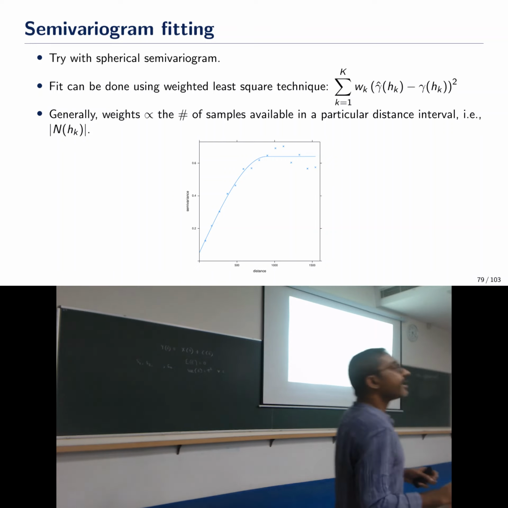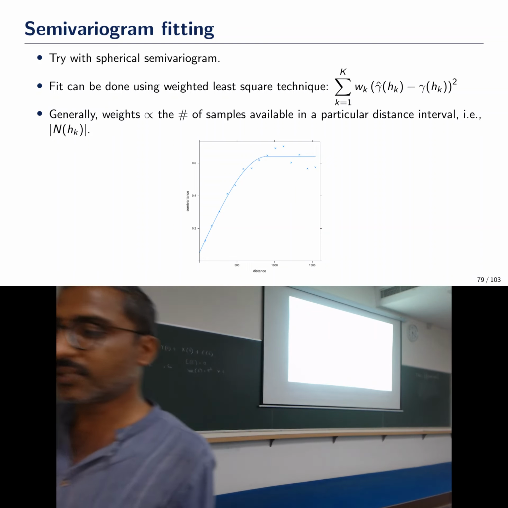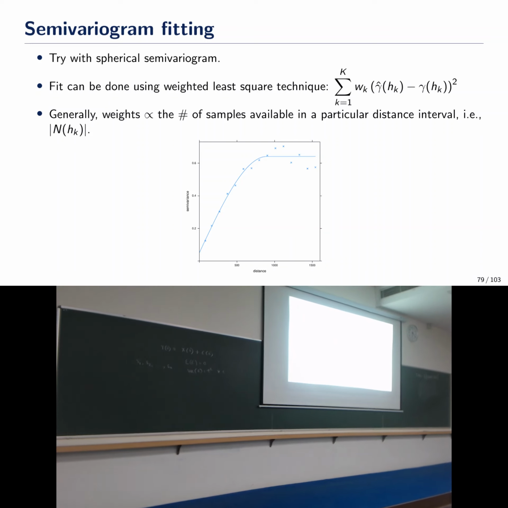I will come back to this person Cressie towards the end of this talk. Cressie in 1985 proved a result showing that if you take the weights to be proportional to the cardinality of N(d_k), that gives a very close approximation to the weighted least squares where the weights are taken as the inverse of the variance. So that's why the weights are taken proportional to the number of observations present.